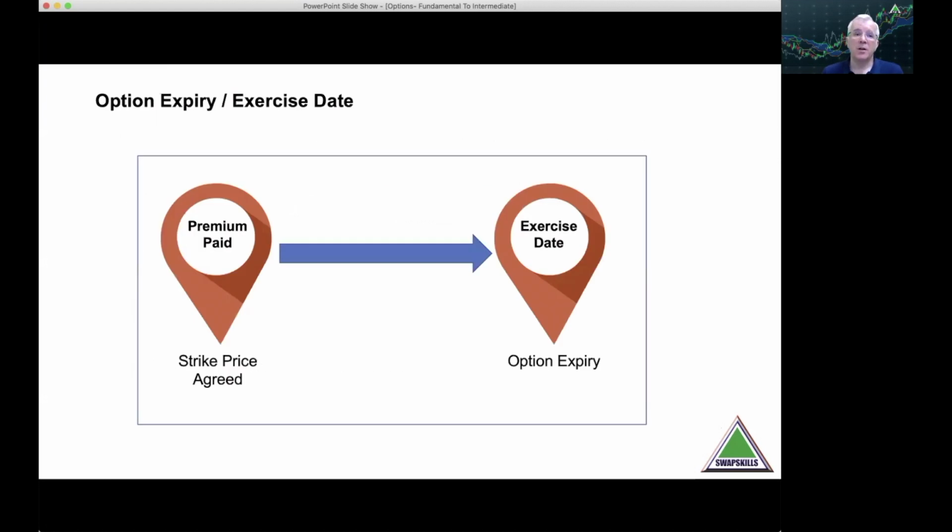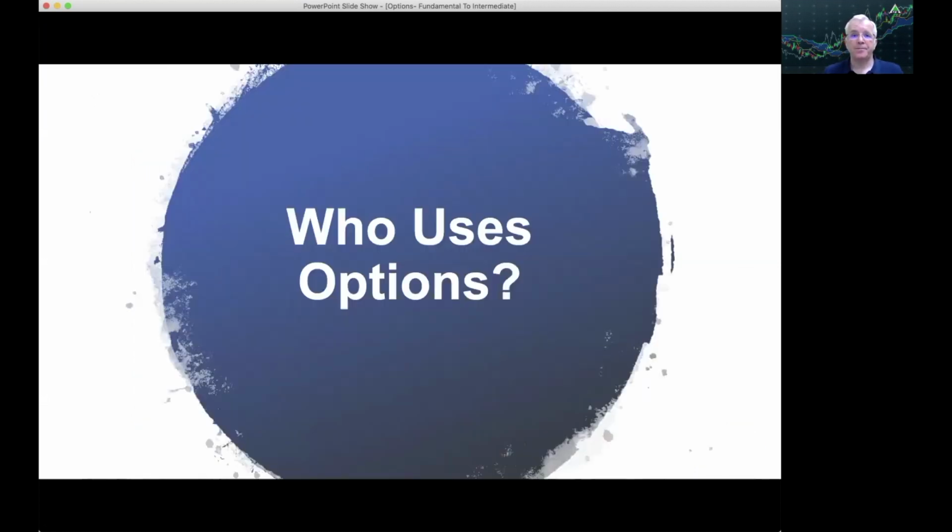Other key phrases you'll hear will be exercise date. So we need to know the exercise date and also the strike price, the level at which you have the right to buy or sell. Now, a strike price and an exercise price mean the same thing. They're just denominating what level you can buy or sell at.